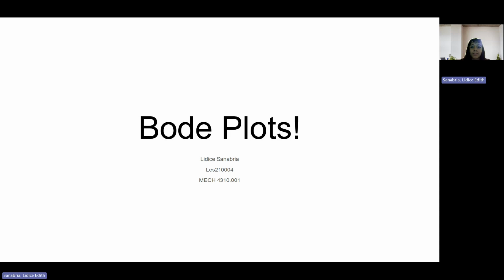Hi, my name is Lidice and today I'll be explaining how Bode plots are read and how to use them to understand real dynamic systems. So essentially, a Bode plot has two parts. It has a magnitude plot and a phase plot, and these show how a system responds to different frequencies, which is key in controlling systems and engineering.